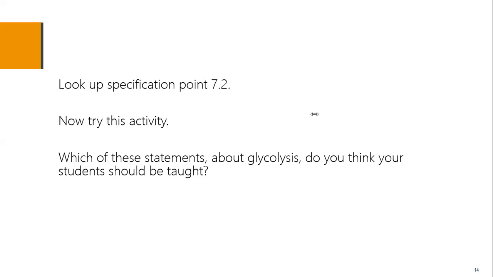Right, I've just had a look in the chat box. There's a number of things I'll come back to. Firstly, this is not an exam question. This is thinking about how you would teach the topic. So that's why putting which of these statements should be taught is fine. You wouldn't find an exam question that said which of these statements.